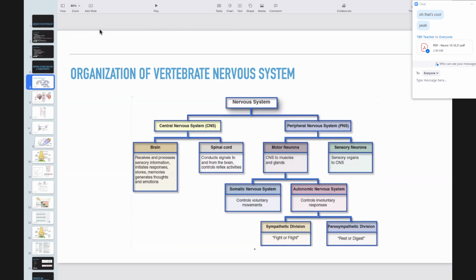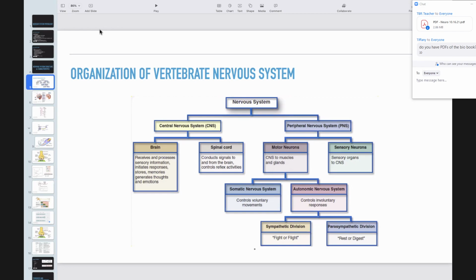Organization of the vertebrate nervous system. As I said, MCAT is for doctor school. Doctors, we do vertebrate nervous system. We're not talking about the invertebrate nervous system. It is highly organized and split, at the top level of organization, into two categories: the central nervous system and the peripheral nervous system. The central nervous system is the brain and spinal cord. Everything else, all other nerves, are part of the peripheral nervous system, and that gets broken down into a lot more subcategories.